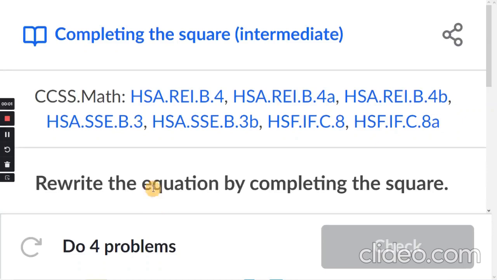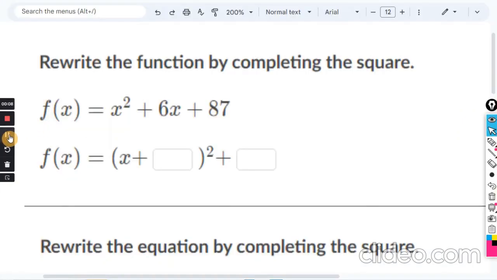This will be for the exercise, completing the square intermediate. Now, there's really only two types of problems in this exercise. The first one will require you to rewrite the function by completing the square. The reason it's called a function is because this function right here is not set equal to anything. Imagine it's just an equation, but you're only dealing with one side. So I'll do that in a moment.